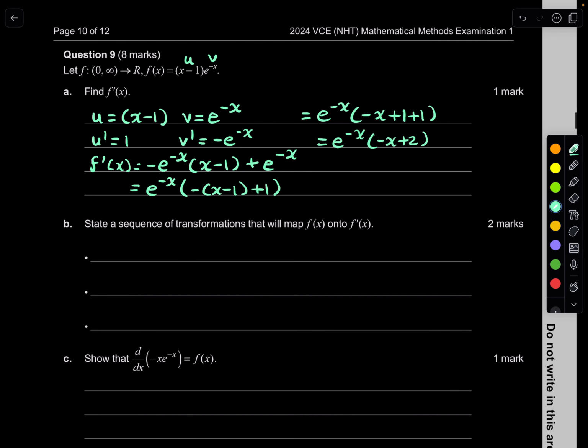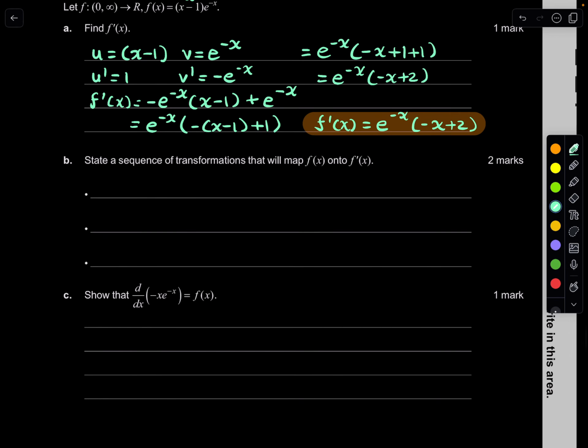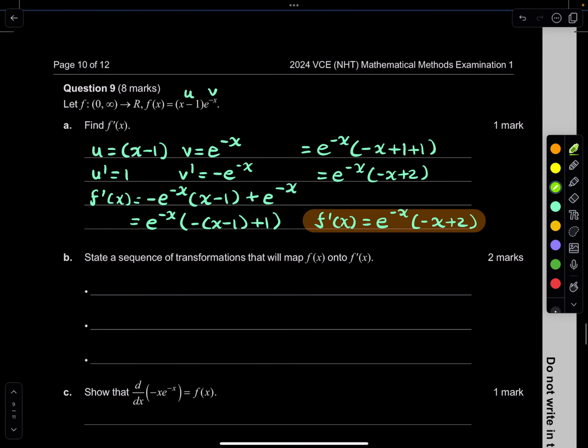So let's write a nice statement. So f dash of x, e negative x plus 2. Done. Beautiful. Next question, B. So, state a sequence of transformations that map, so basically transform the graph of f of x to its f dash of x. All right. Let's have a look at that.